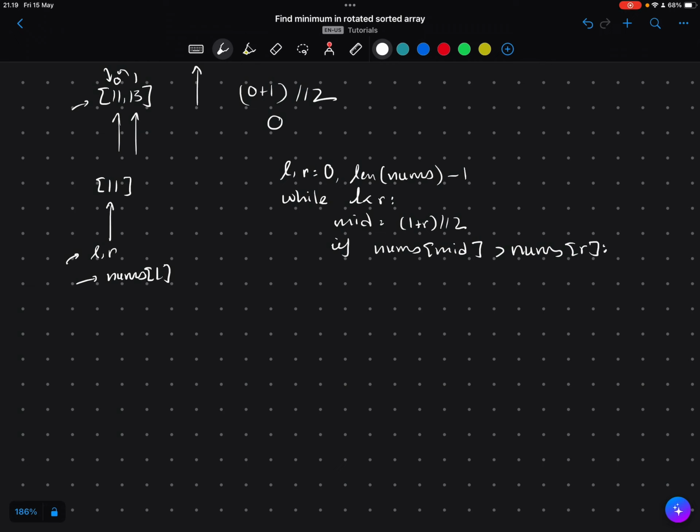Like I said, if we are greater than the one we have at our very end, then don't consider myself, consider everyone else above me, and l equals mid plus 1. Otherwise, r equals mid. Include me when you try to find the minimum. And at the end, just return your left pointer. And that's pretty much it for this question.